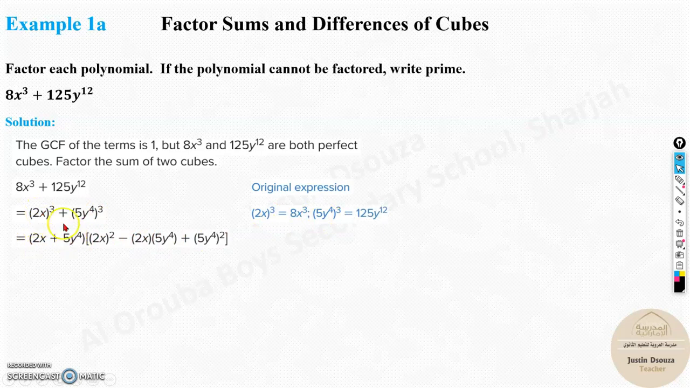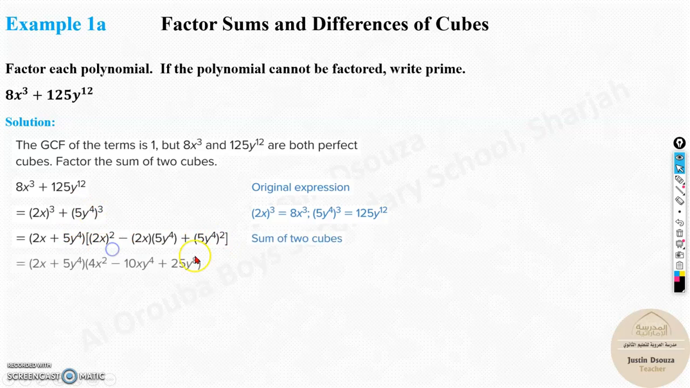So it'll be x plus y, so 2x plus 5y to the power 4. Remember, y is 5y to the power 4. And then over here, x square, that is 2x square, minus x into y will be 2x into 5y to the power 4, plus this term square. So it is power 2.